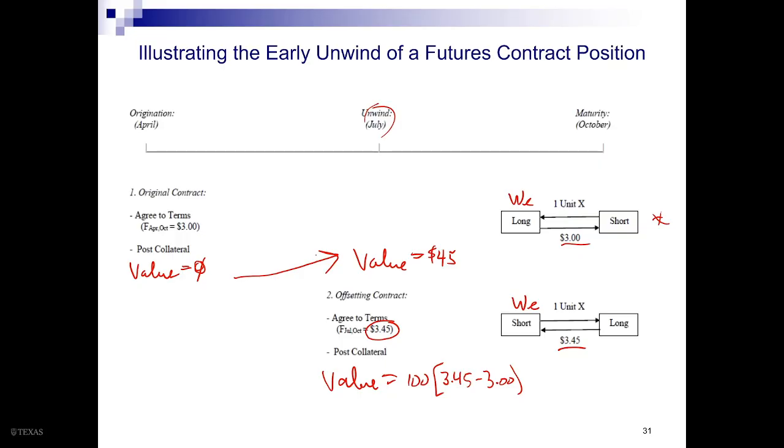So as the long position, we're going to benefit from rising prices, which is exactly what happened. So the contract to pay 3 for commodity X in October, by July, it was worth nothing in April, but by July, now that market prices have gone up, the value of our position has risen by $45, or the 45 cents contract price times 100 shares. So that's how futures contracts start off with no value, but they become valuable in the future.